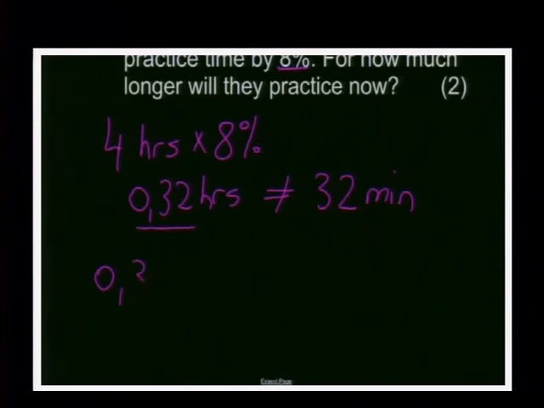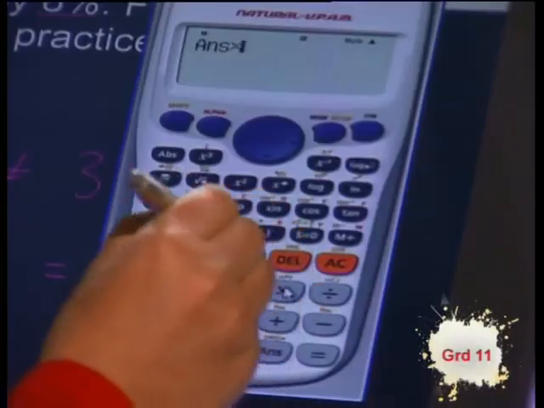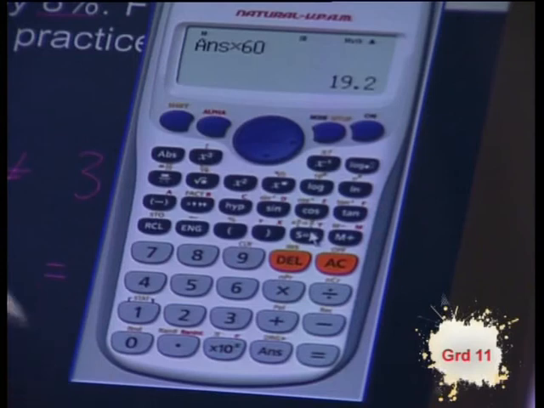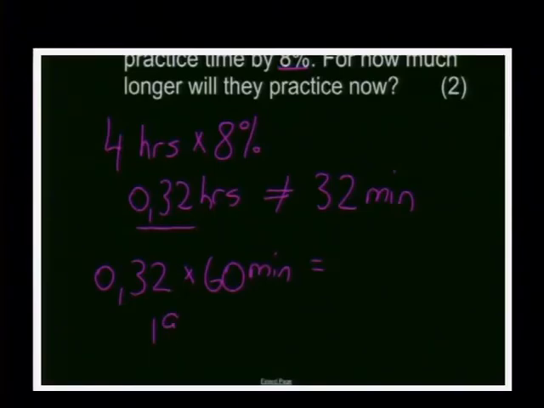We can either say, well, 0.32 hours times by 60 minutes. So let's do that on the calculator, and we've got our 0.32 there, so times by 60, and we get an answer of 19.2 minutes. So we can write that in as 19.2 minutes. And be careful, it's not 19 minutes and 2 seconds or 20 seconds.